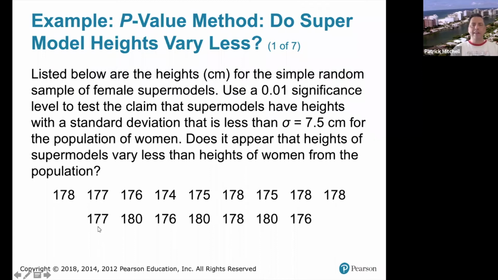All right, so here's an example. Listed below are the heights in centimeters for the simple random sample of female supermodels. Use a 0.01 significance level to test the claim that supermodels have heights with a standard deviation that is less than sigma equals 7.5 centimeters, which is the population standard deviation of heights of all women. Does it appear that heights of supermodels vary less than heights of women from the population? So here is the sample.